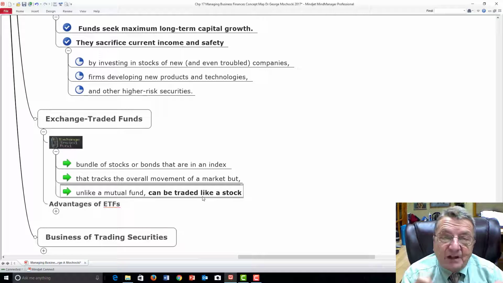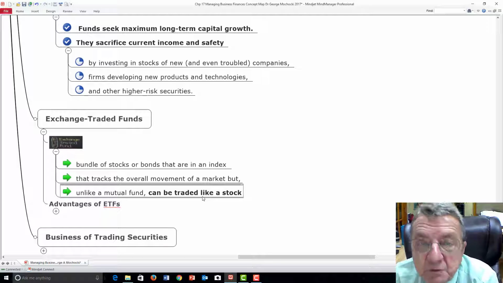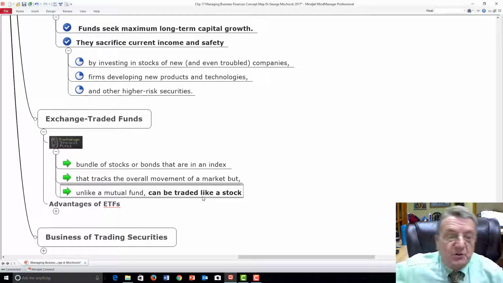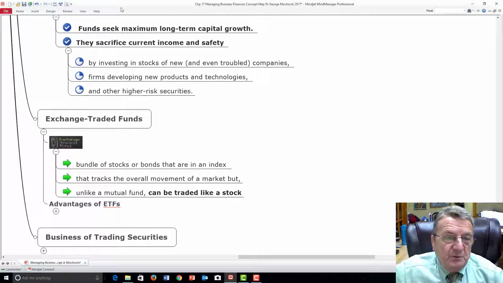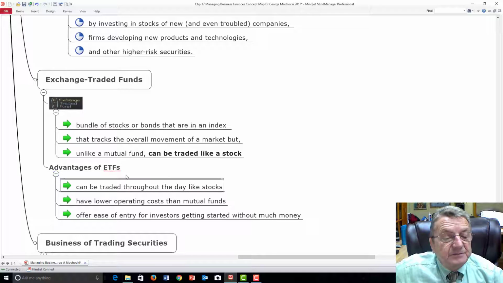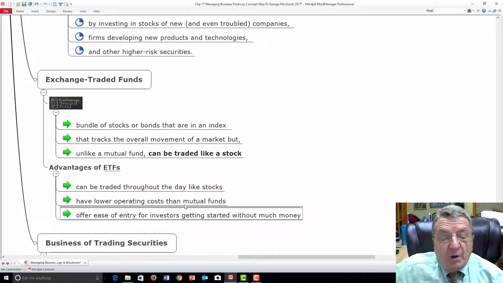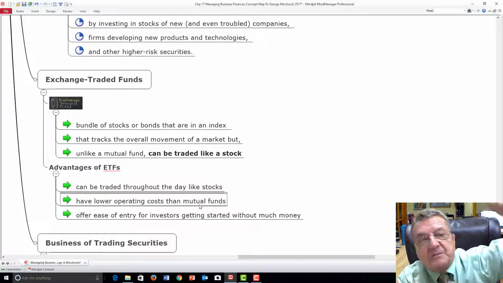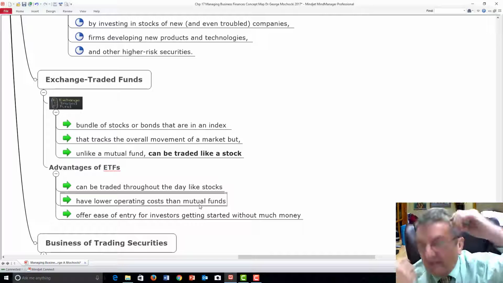Remember, with exchange traded funds, other than mutual funds, I buy the mutual fund, I'm stuck with the mutual fund manager. But when I'm looking at index funds, I could buy an index fund and then trade it off, sell my portion off. I can't do that with mutual funds. The advantage of ETFs is they can be traded throughout the day like stocks and have lower operating costs than mutual funds. I'm not paying a mutual fund manager. I'm looking by index, by certain types of stocks. I'm looking more for technology, or more for nonprofit, whatever.